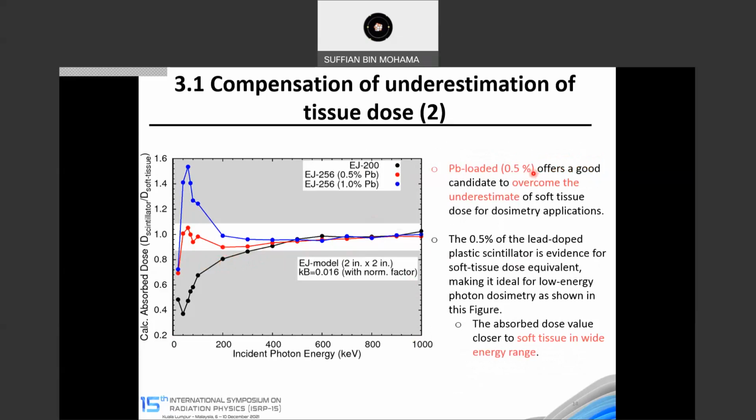Lead doping with 0.5% offers a good candidate to overcome the underestimation of soft tissue dose for dosimetry application. The 0.5% lead-doped plastic scintillator is evidently soft tissue equivalent, making it ideal for low energy photon dosimetry as shown in this figure. So the absorbed dose value is closer to soft tissue over a wide energy range.